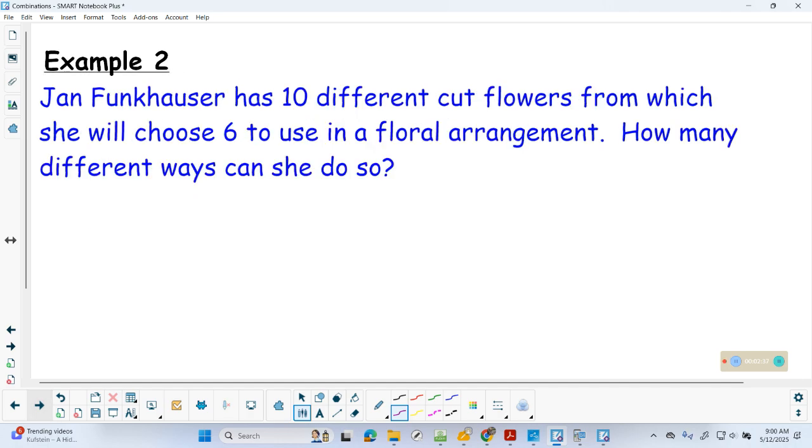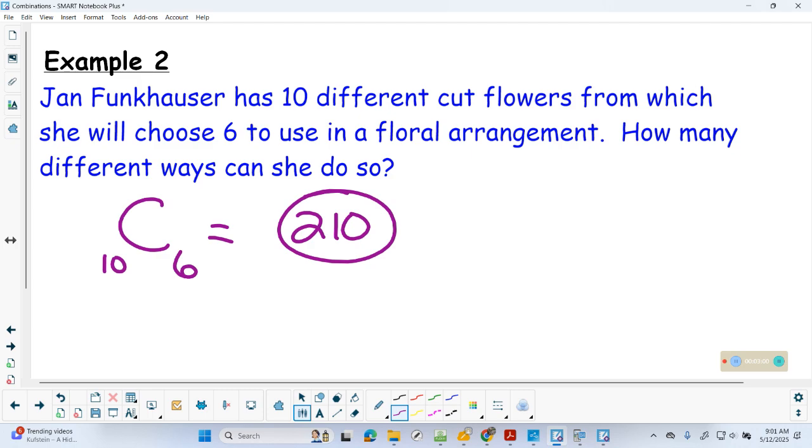Got it. Okay. Jan Funkhauser has 10 different cut flowers. She's going to choose 6 to put in her floral arrangement. How many ways can she do it? Again, order doesn't matter how you arrange the flowers, so a combination. There's 10 to choose from. She's arranging 6. Punch it in. 210. Too easy. I love it. Nice, easy Monday lesson. Questions on that?